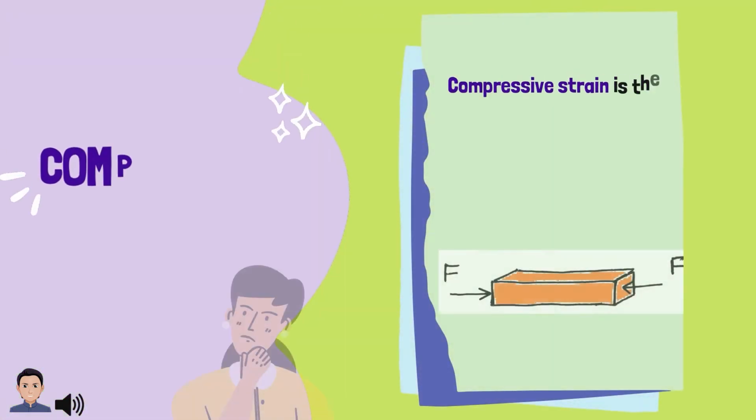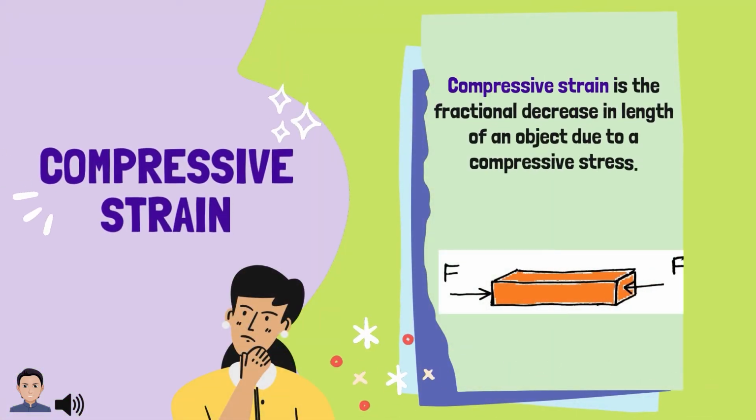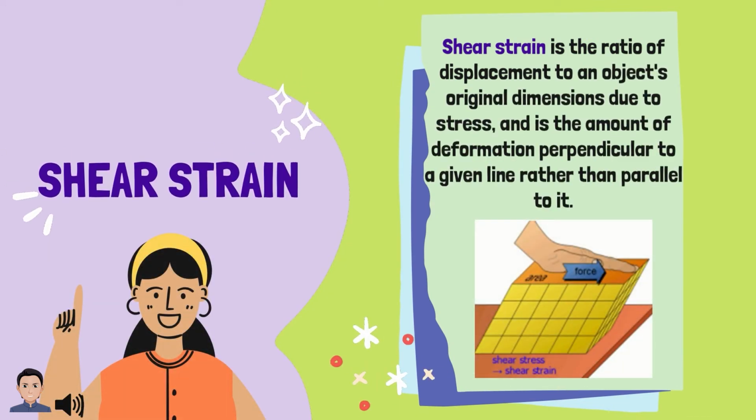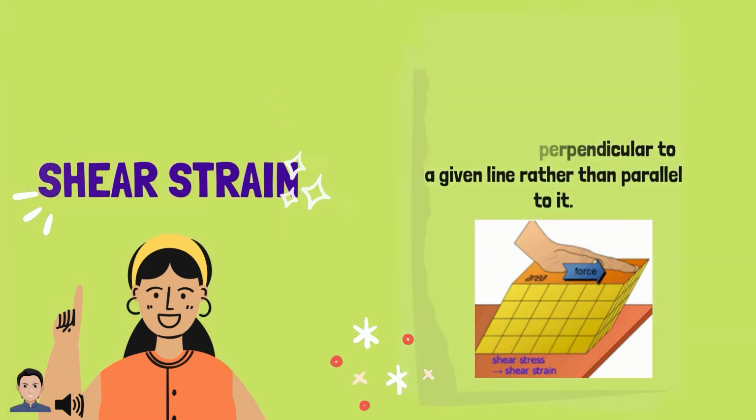Next we have the compressive strain. Compressive strain is the fractional decrease in length of an object due to a compressive stress. And lastly, we have the shear strain. Shear strain is the ratio of displacement to an object's original dimensions due to stress, and is the amount of deformation perpendicular to a given line rather than parallel to it.